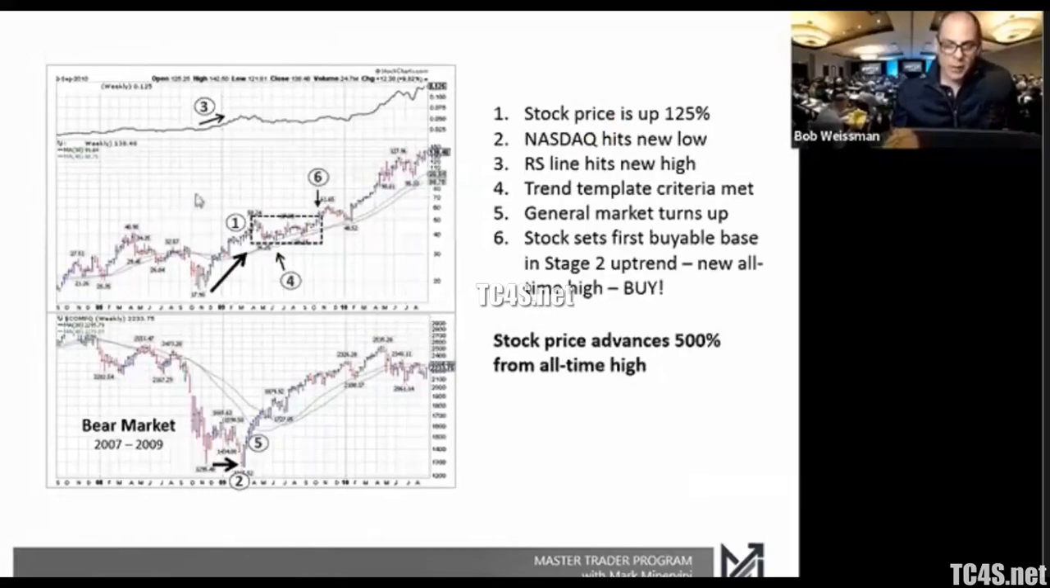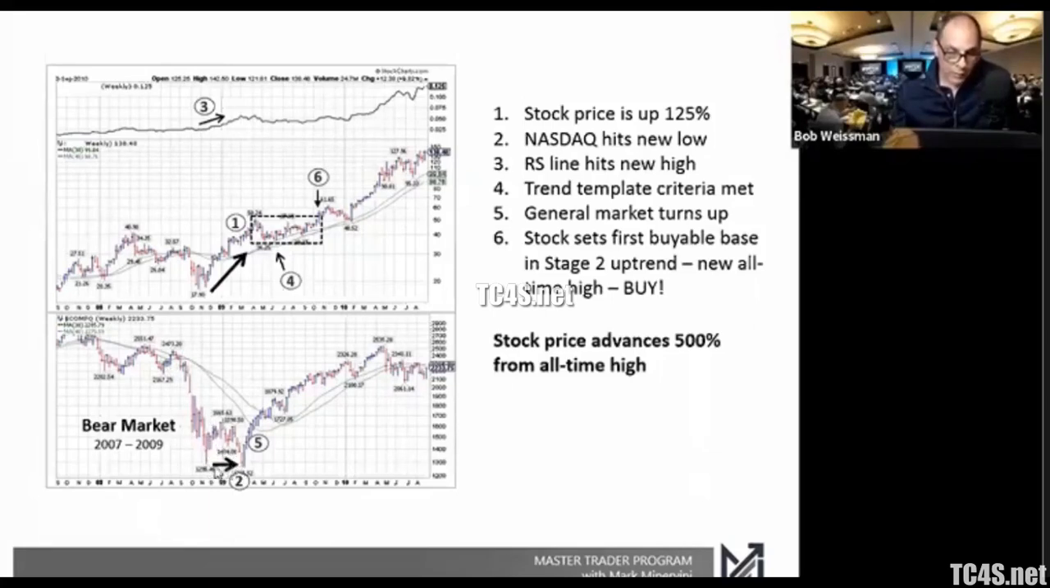But I want to go over what was going on during this horrendous bear market. We're looking at the 07 to 09 period, or 08 to 09, which was one of the most treacherous bear markets that I've ever been involved in. A very difficult market to trade at that time. This particular stock, some of you can guess what it is.